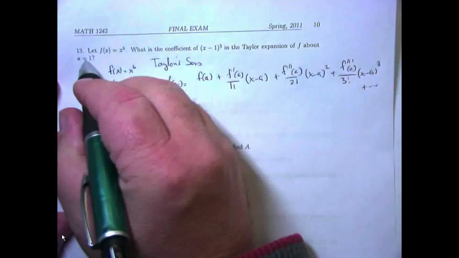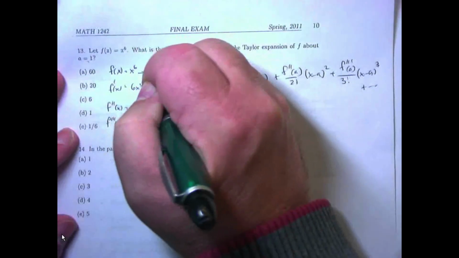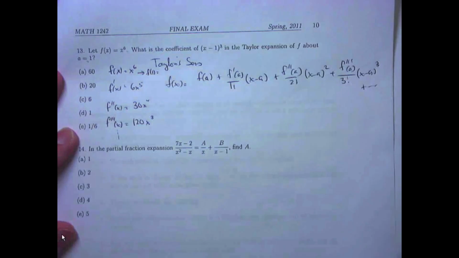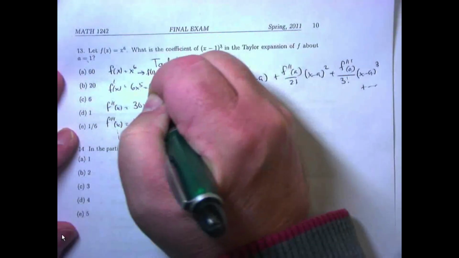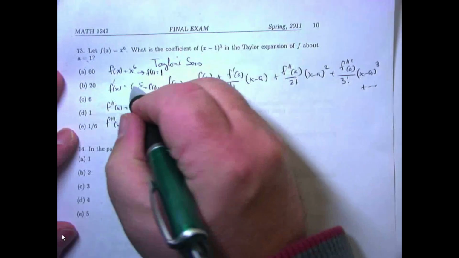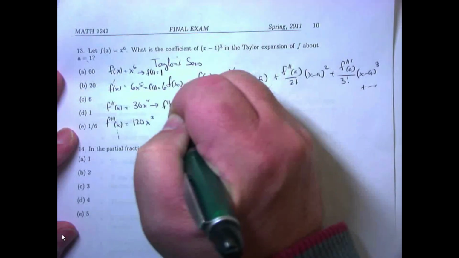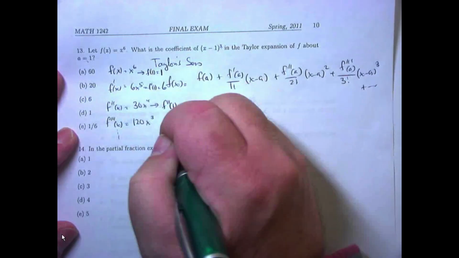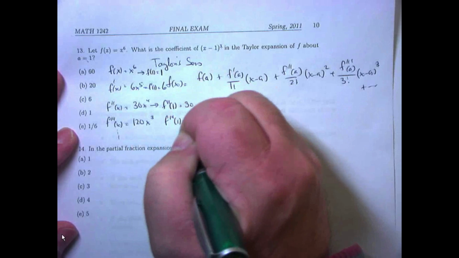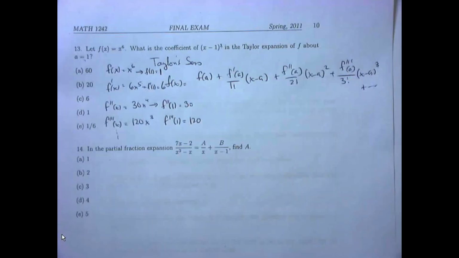Now I've got to plug in my centering point, which is a equals 1. So this is f of 1. 1 to the 6th power is what? 1. f prime of 1 would be 1 to the 5th, which is 1, times 6, which is 6. f double prime of 1 would be 1 to the 4th, which is 1, times 30, which is 30. And f triple prime of 1 would be 1 cubed, which is 1, times 120, which is 120.